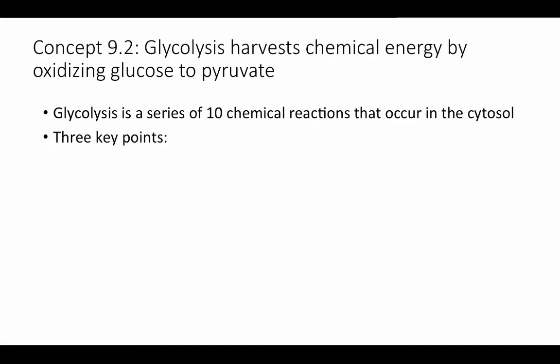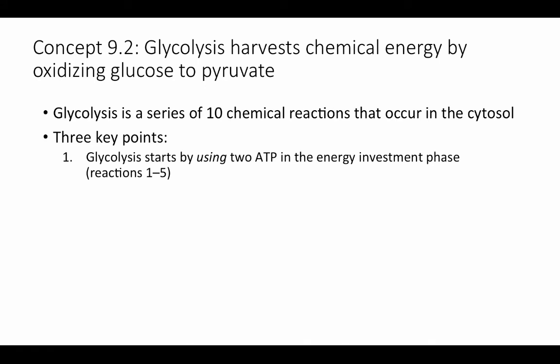So glycolysis is going to harvest chemical energy by oxidizing glucose to pyruvate. So this one 6-carbon sugar monomer to 2 3-carbon sugar monomers. So glycolysis is a series of 10 chemical reactions, and this is going to occur in the cytosol, so outside of the mitochondria. And the 3 key points to remember are: first, glycolysis starts out by using energy. So 2 ATP are going to be used in something that we call the energy investment phase. So these are reactions 1 through 5.